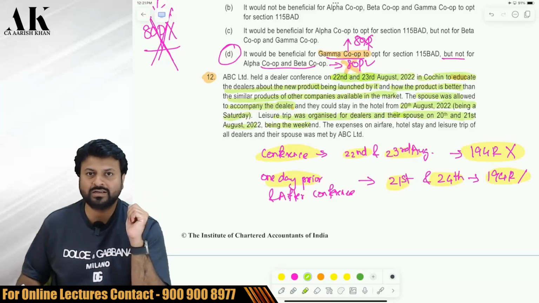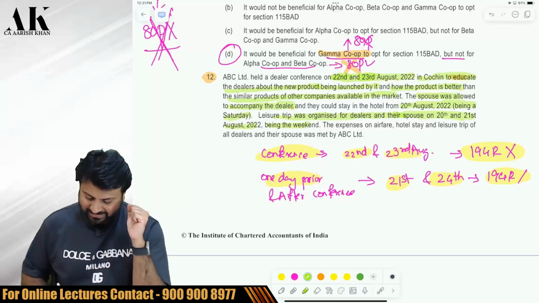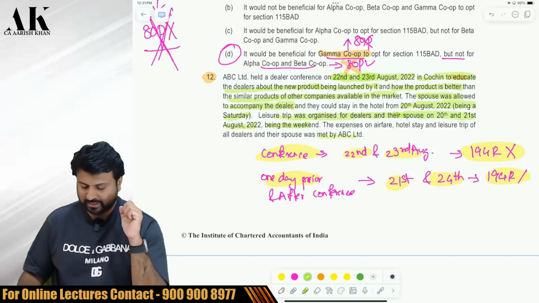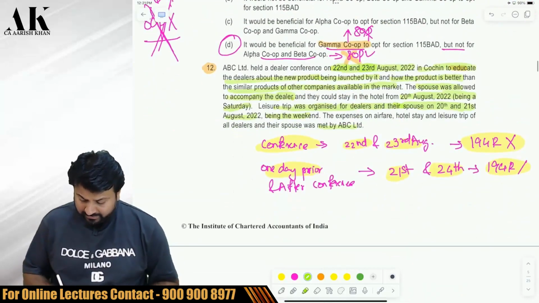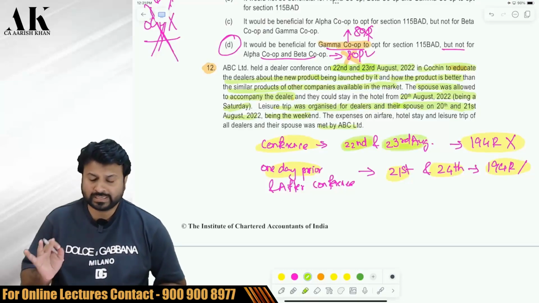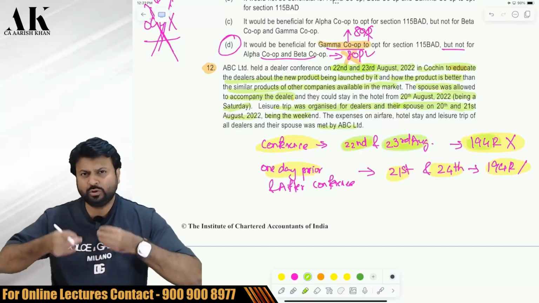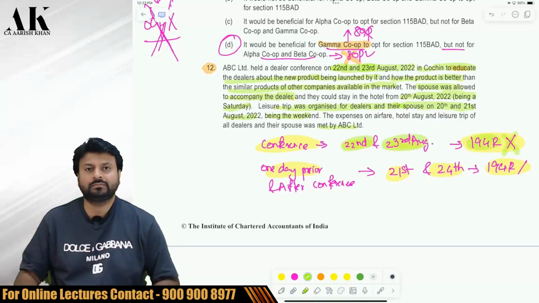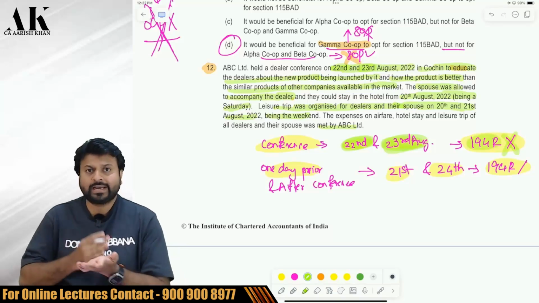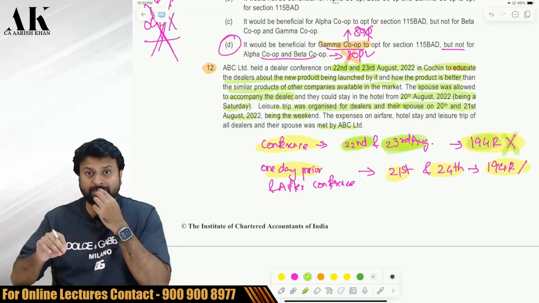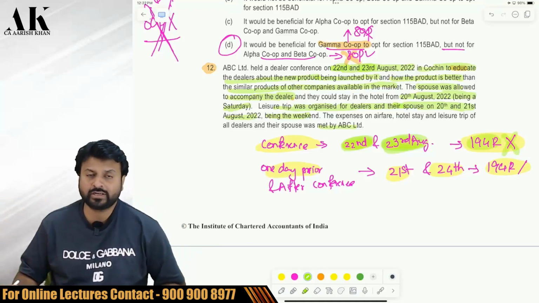Maybe we are enjoying a cup of wine, in a cruise. The expenses on airfare, hotel stay and leisure trip of all dealers and their spouses were met by ABC Limited. Now listen carefully. If the conference is on 22nd and 23rd, and you are incurring some normal expenses, not leisure expenses, on the dealer, then 194R is not applicable. But if you are incurring some normal expenses on the wife, then 194R is applicable, because that is a perquisite. You have to deduct TDS.